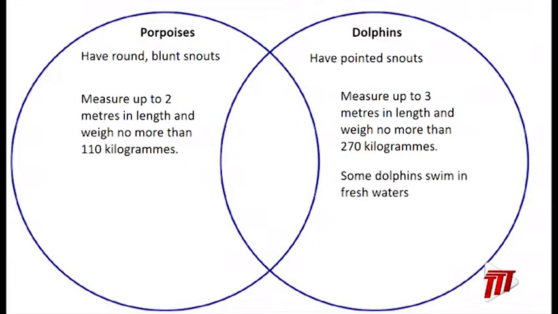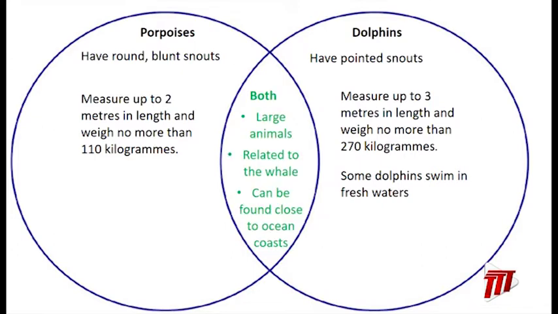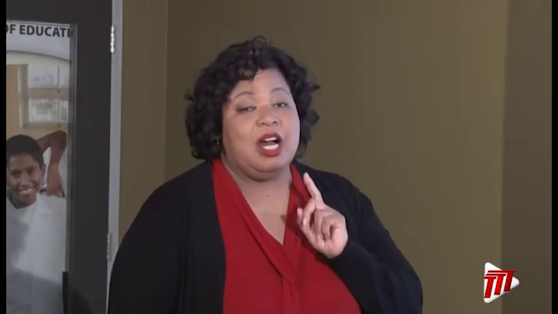What else did we learn? We learned that some dolphins swim in fresh waters. But we learned that both are large animals, we learned that both are related to the whale, and both can be found close to ocean coasts. Look carefully at all we have learned from this passage so far, because you're going to need this information later for a question.